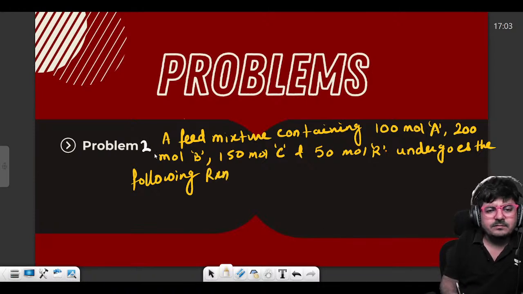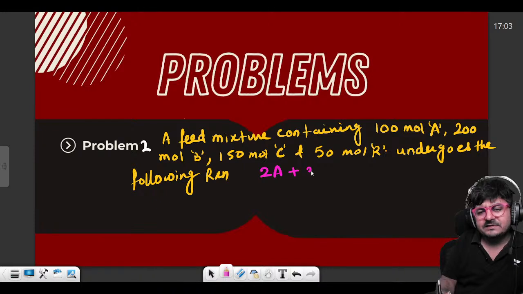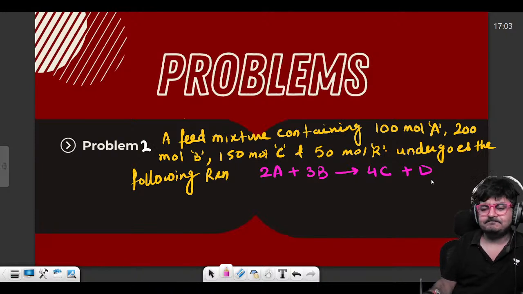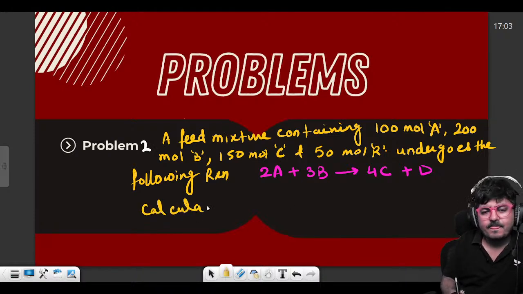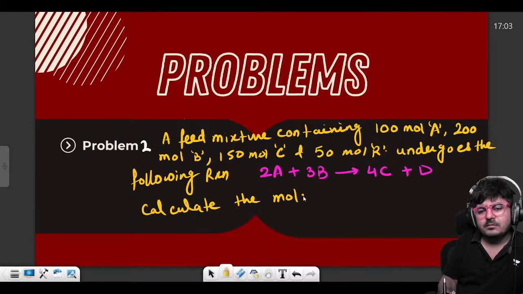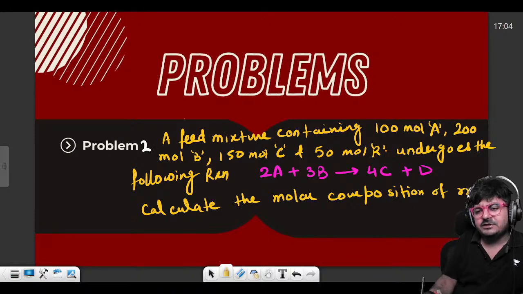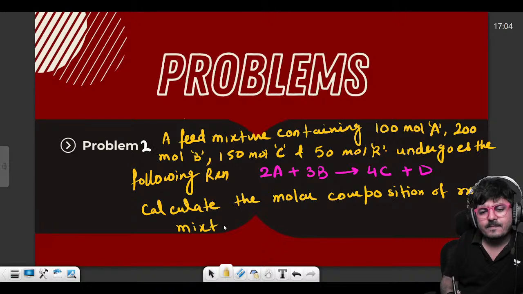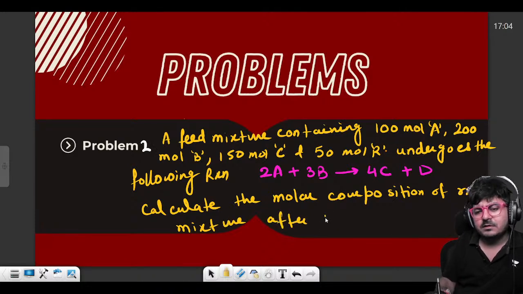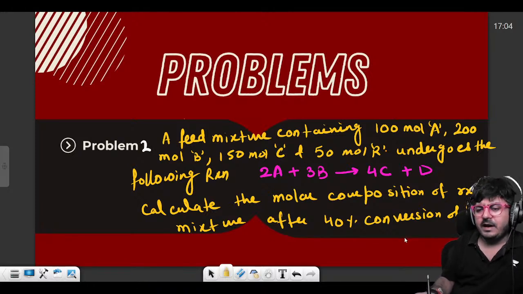This is our second problem. The following reaction is 2A plus 3B gives 4C plus D. Calculate the molar composition of the reaction mixture after 40% conversion of A. Okay, and also calculate X_P.